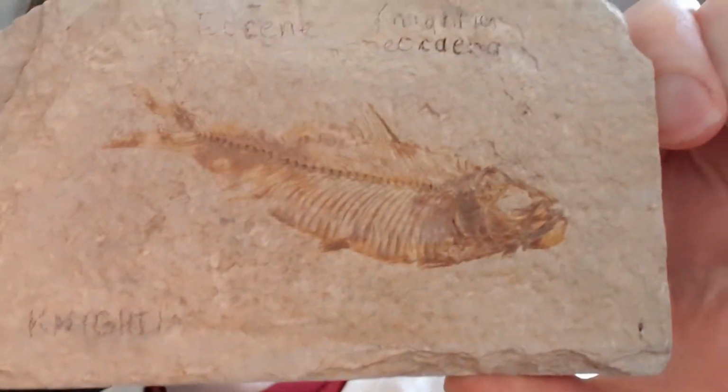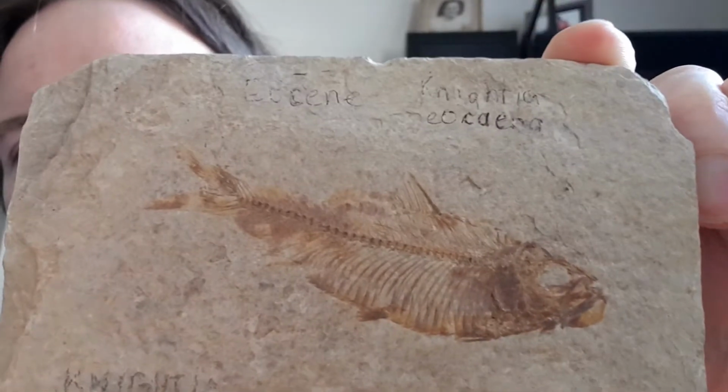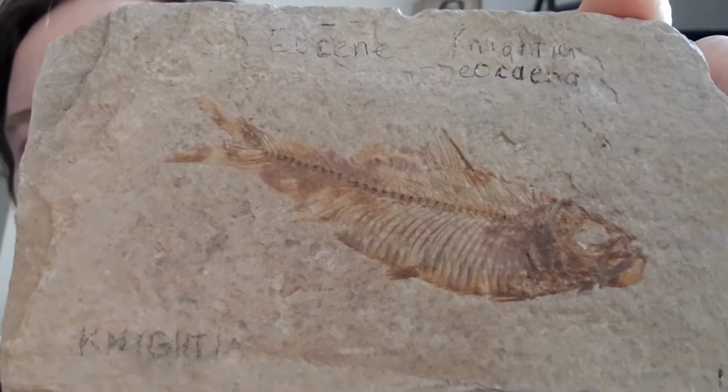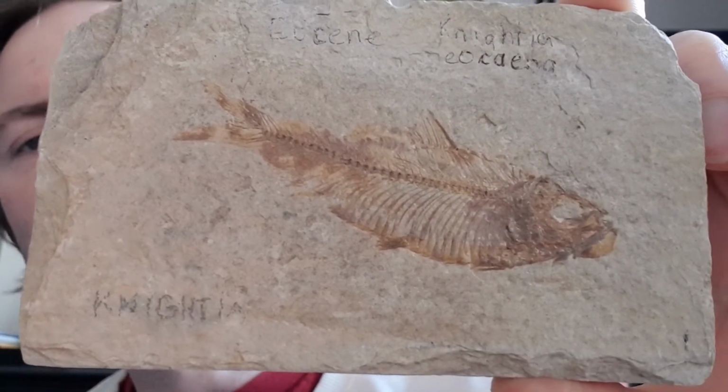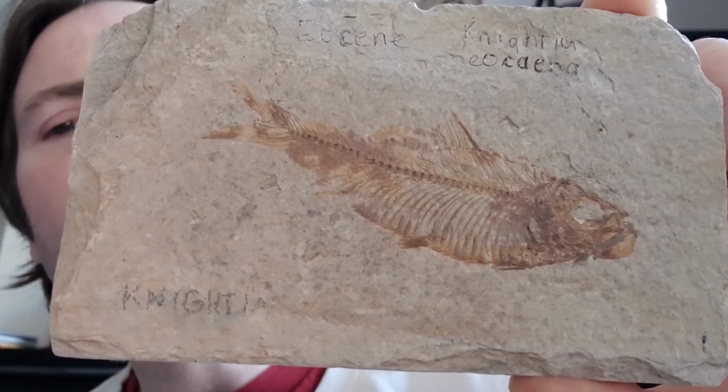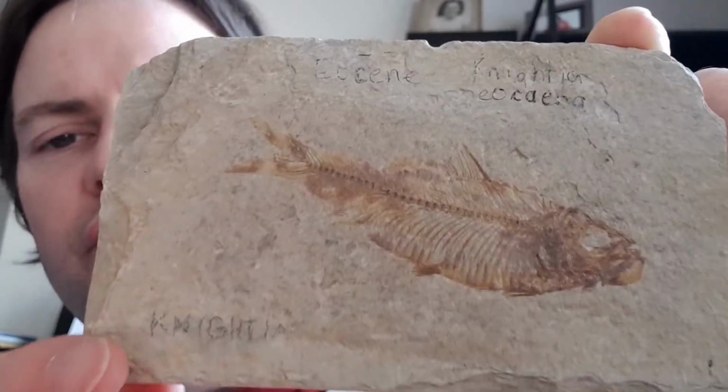A fossil. Ooh, look at that. This is a Cnidaria. It's a fish from the Green River locality, and it is a fossil. So this is related to what we're going to talk about now.